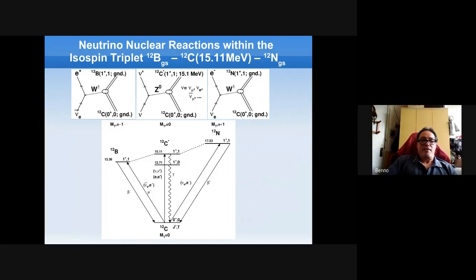If we neglect the differences in the Coulomb interaction of the nuclei, the energy levels are degenerate. So we can treat them as isospin states. And we have here a lot of reactions we can observe. We have the beta plus minus decay of carbon to the boron or to the nitrogen, or we can observe them in electron neutrino inelastic reactions.